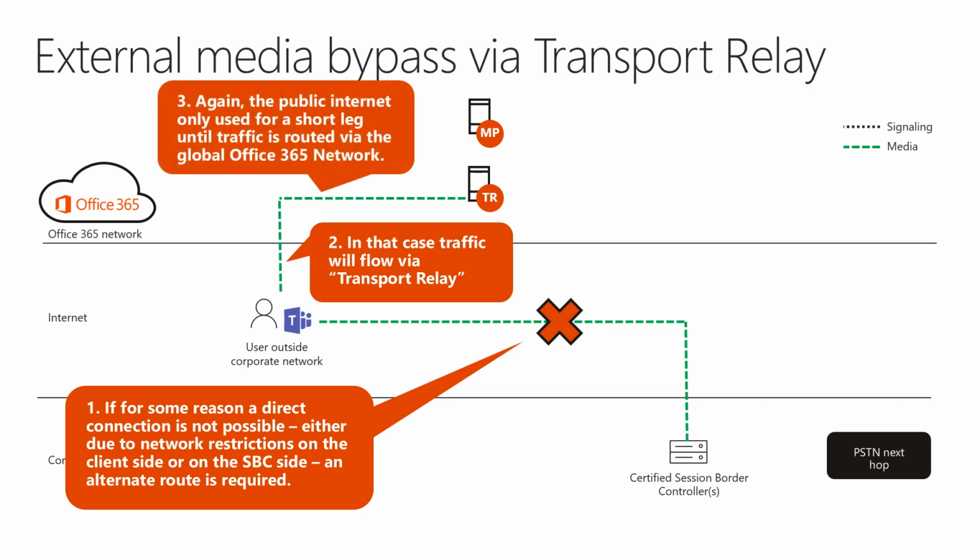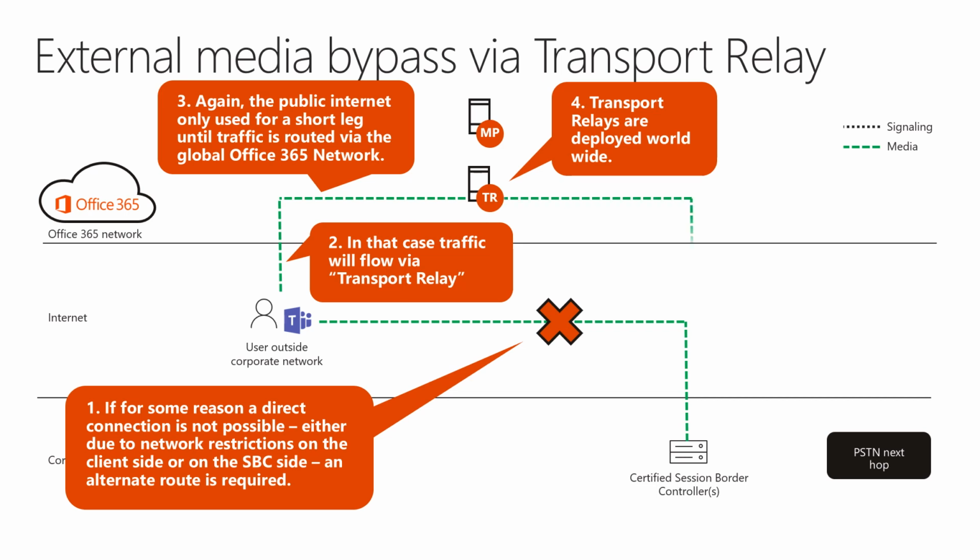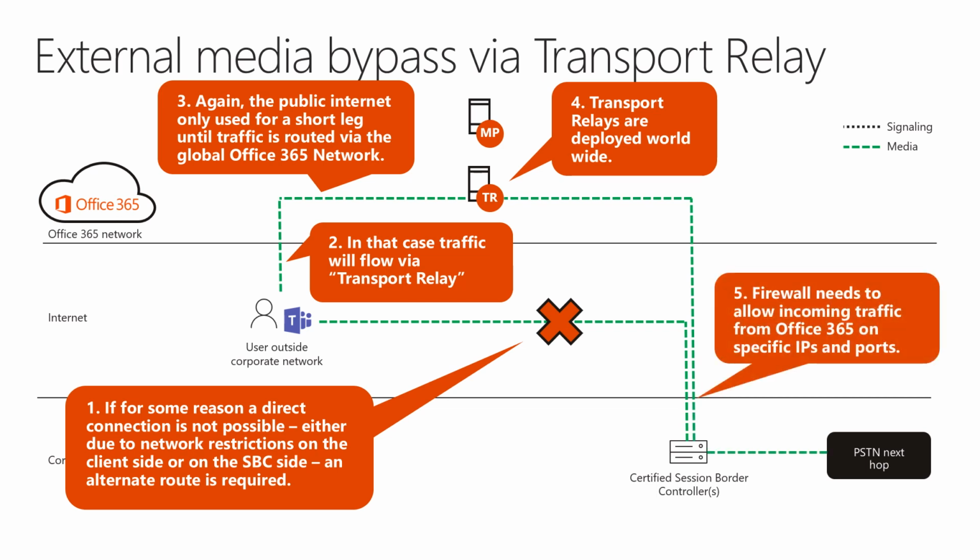And in this case, again, there will be only a very short leg from the user on the internet until the network provider on the internet can route the traffic to Microsoft to the Office 365 network. The transport relay, again, only relays the traffic. It doesn't do anything to the media, it doesn't do any transcoding or anything. It really just relays the traffic, and the transport relays are deployed worldwide. So there's a very good chance that there's a transport relay quite close to the user. Then, from the transport relay, it flows over the Microsoft 365 network, over a very short leg on the internet, to the certified session border controller.